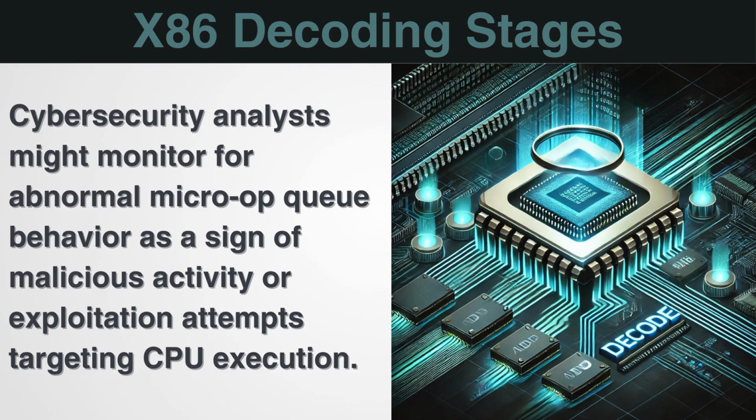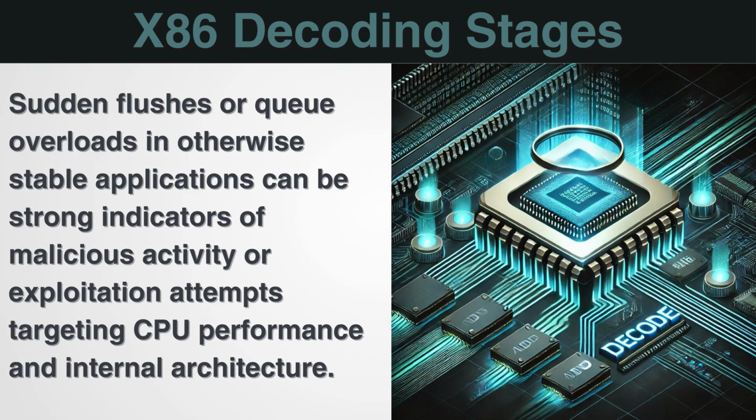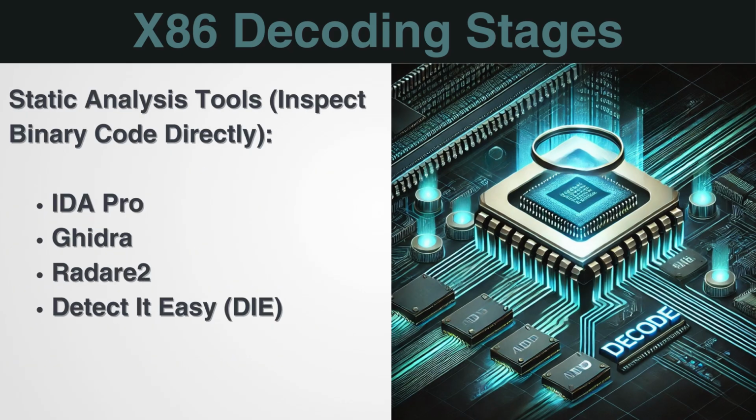Modern CPUs cache micro-ops to avoid repeated decoding, but malware abusing speculative execution would disrupt that micro-op queue behavior. So the anomaly they're looking for is potentially a sudden, uncharacteristic micro-op flush, or flushes or queue overflows in otherwise stable applications. And they use monitoring tools like perf and Sysmon and so on.